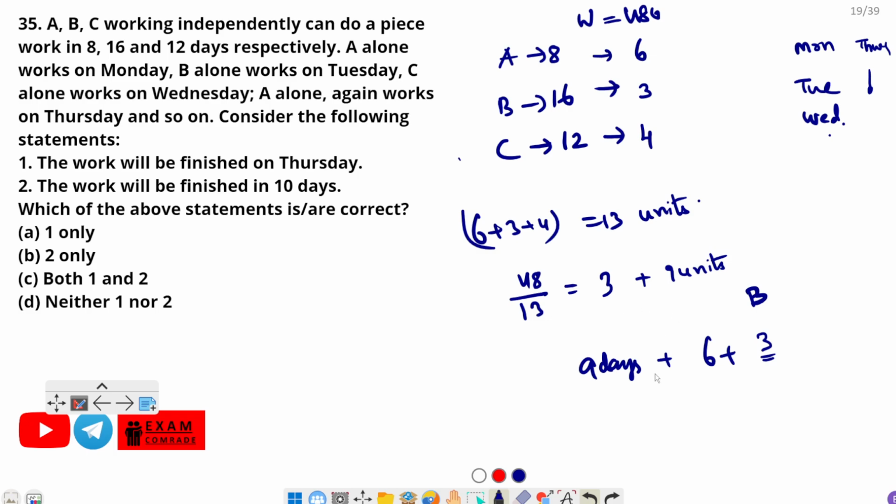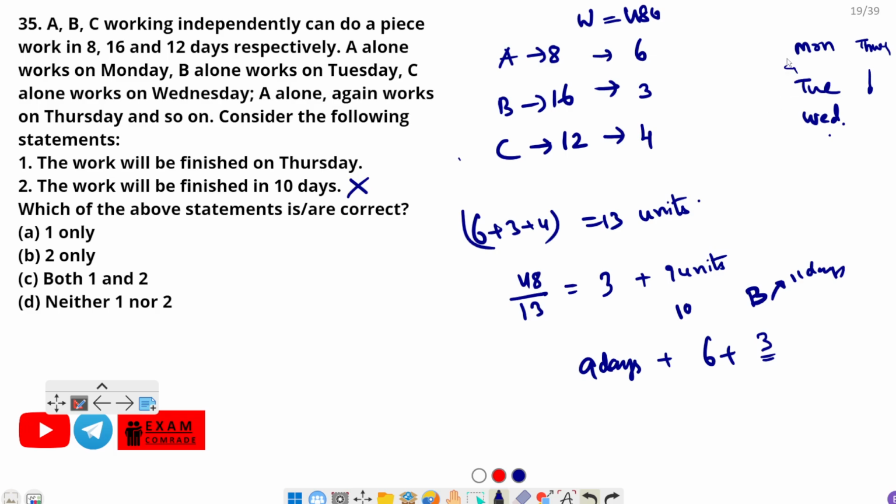So the total, this is 9 days, this is 10 days, this is 11 days. So statement B is wrong. It's given 10 days, but the answer is 11 days. So 11 days means 7 plus 4.